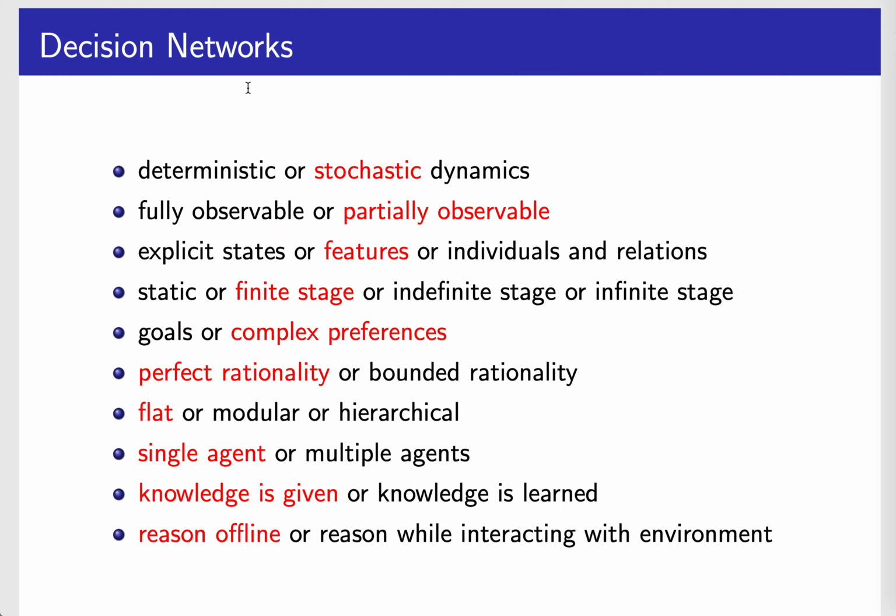We're going to look at both stochastic and partially observable. It's going to look at both of those two things. And then we're also going to look at just finite stage. We're also going to look at complex preferences. So it's stochastic, partially observable, finite stage, and complex preferences.